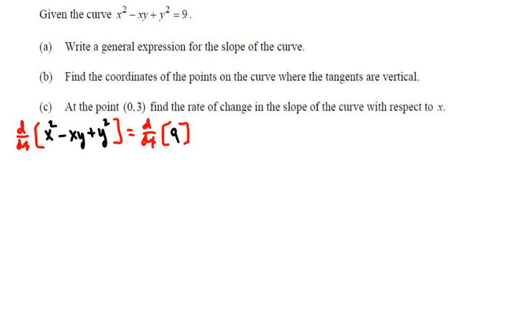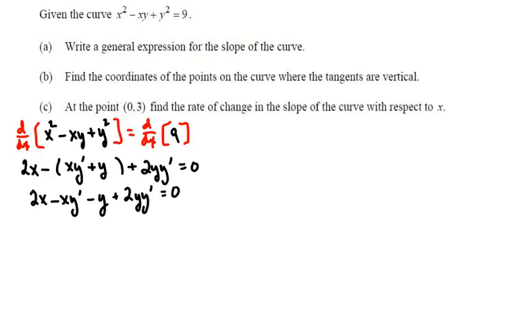And on the left side we get 2x, then minus the derivative of xy. And if you recall, the derivative of xy is xy prime plus y using the product rule. And then the derivative of y squared is 2y y prime. And the derivative of 9 is 0.